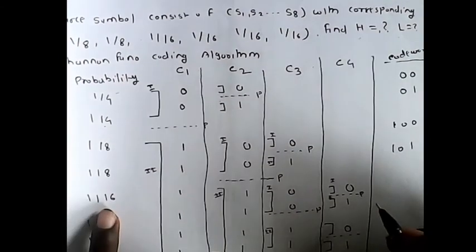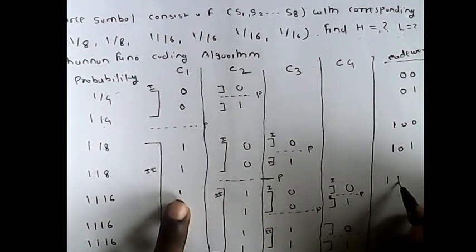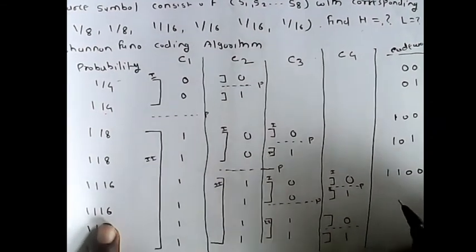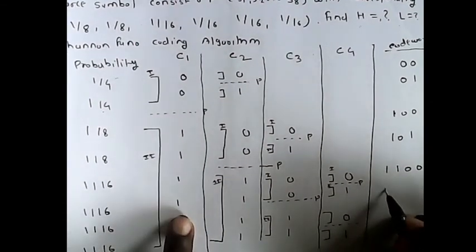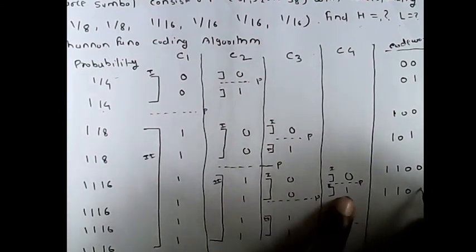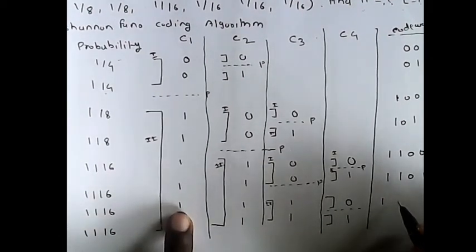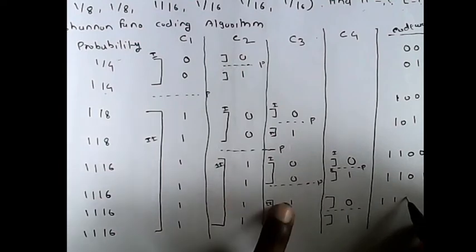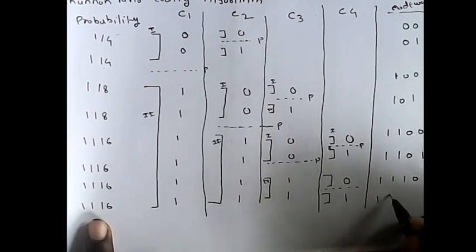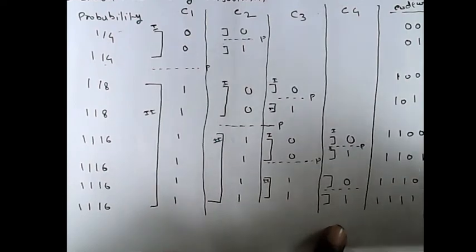Then S5 is equal to 1, 1, 0. Again S6 is equal to 1, 1, 0, and that one. Again S7 is equal to 1, 1, 1, 0. Again S8 is equal to 1, 1, 1, and 1.